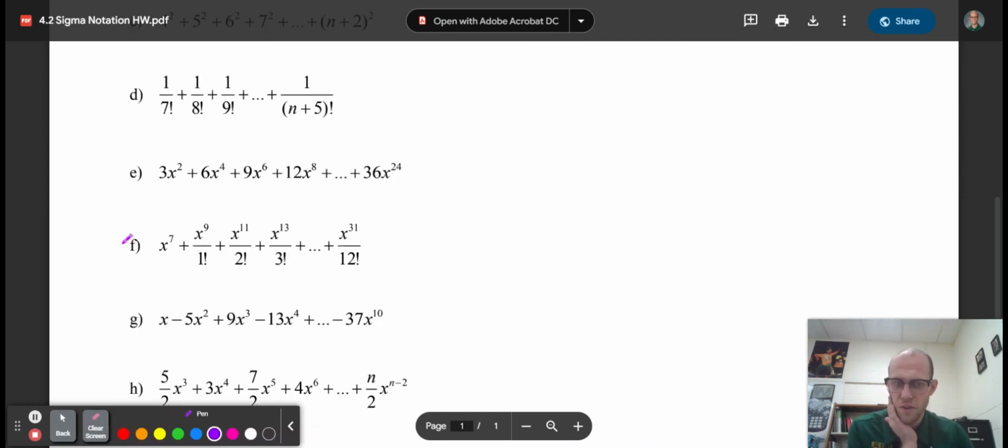So now let's do one with a factorial. A factorial is the exclamation point here. And whatever number is in front of the factorial, you're going to multiply it by everything down to 1. So 4 factorial is 4 times 3 times 2 times 1, which would be 24. 3 factorial is 3 times 2 times 1, which is 6. So we're going to do number 7, which utilizes that factorial.